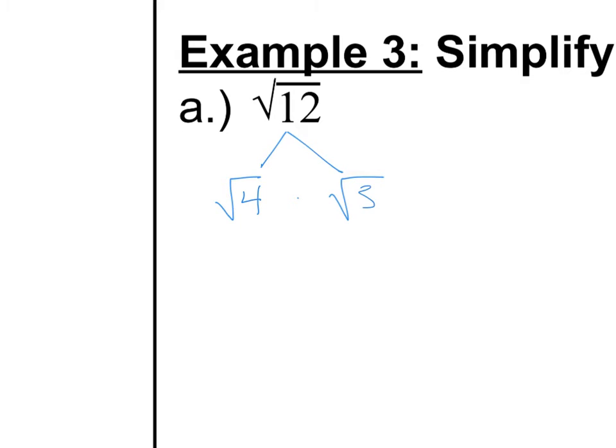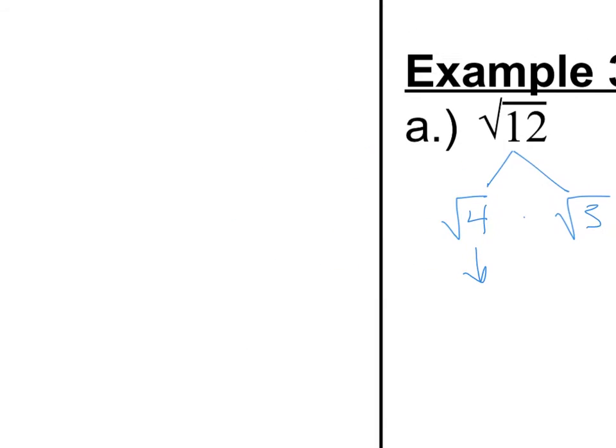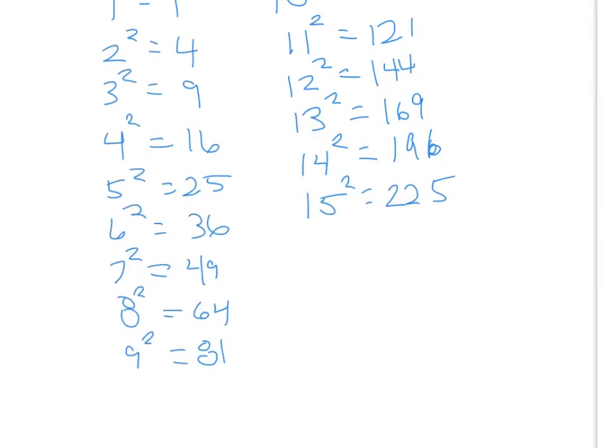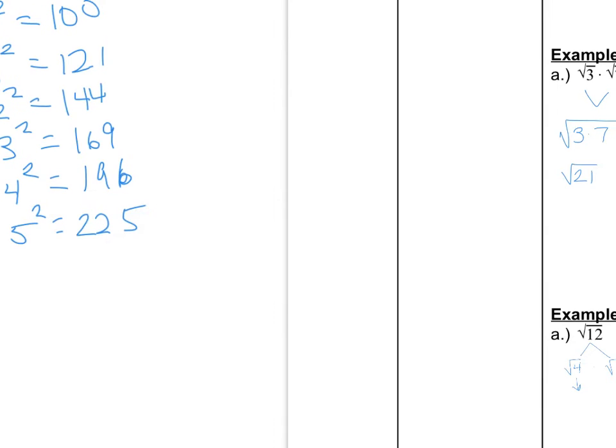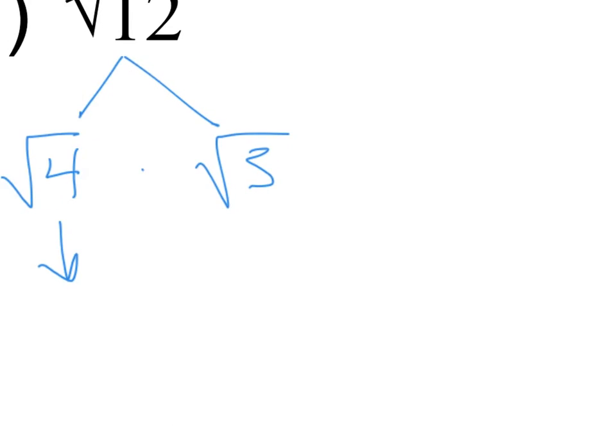We got 3. Okay, now my perfect square is 4, right? He's on the list over there. What's the square root of 4? If you're not sure, go back over here to the list and look. The square root of 4 is 2. Okay, so let's zip back over and zoom in.